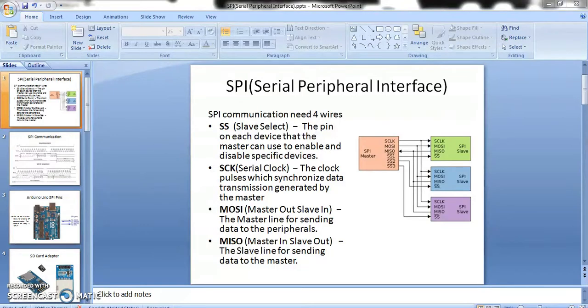To build this SPI communication system, you need two hardware parts. One hardware part is called the master hardware and another hardware part is called the slave hardware. In this communication system, the master can be connected with one or many slaves. The master device will control all the slave devices.